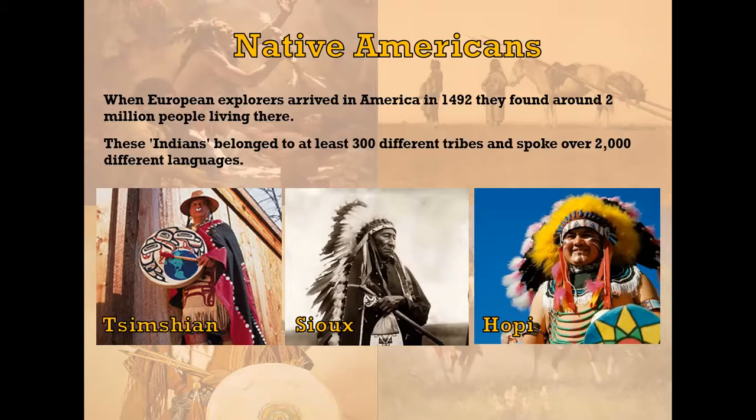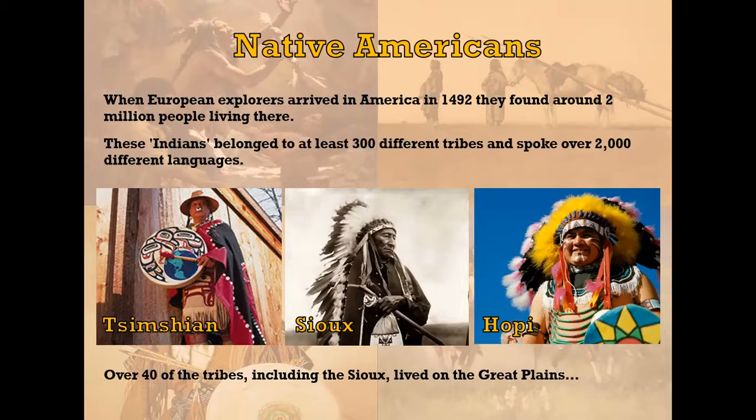Perhaps predictably, the way it's been passed down is a little bit different and a little bit weird, as you'd expect from having most people die. These tribes are therefore quite different to the tribes on the east and the west coasts, and arguably the most interesting, which is why we do them. Over 40 of these tribes, therefore, including the Sioux, lived on the Great Plains.